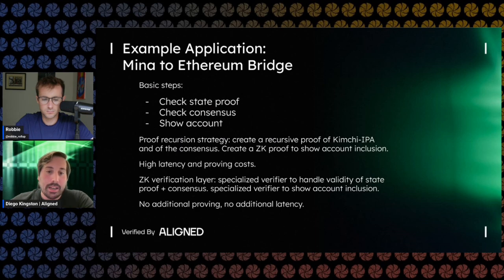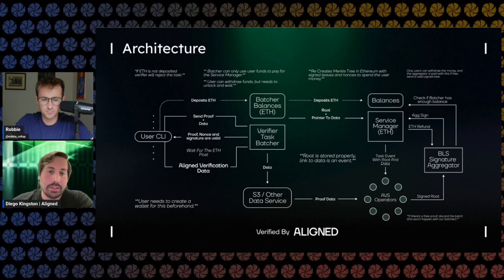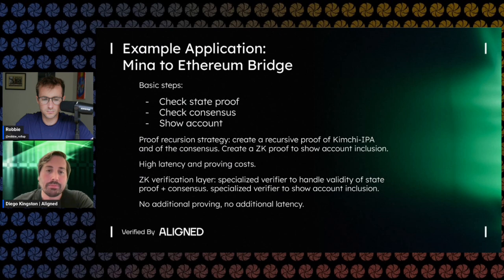And to give you an example of something you can build using this simple architecture is a bridge. In particular, I am going to focus on the Mina to Ethereum bridge, which is something that if you want to do it right now on Ethereum, is pretty complicated. Why? Because Mina uses a proof system that is not cheap to verify in Ethereum. So what you have to do is proof recursion in order to be able to verify it in Ethereum. And that proof recursion is really costly.